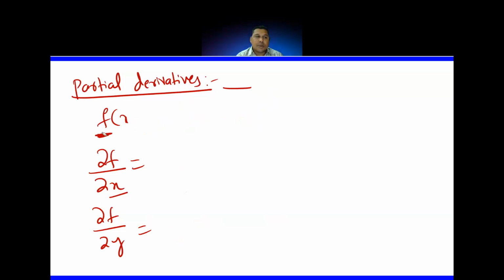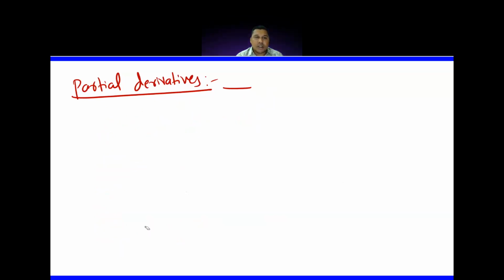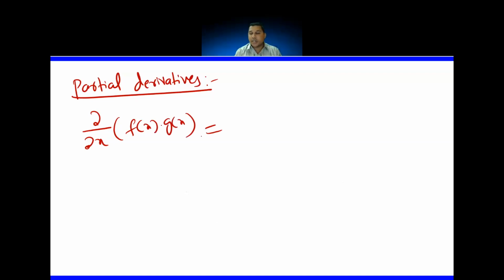So let's see some rules in partial derivative. This is very important because gradient is, I'll tell you what is gradient before we go. We'll try to see a few equations or formulas. Tell me what is the partial derivative for dou by dou x of f of x into g of x. I have a function. What is the partial derivative for this?